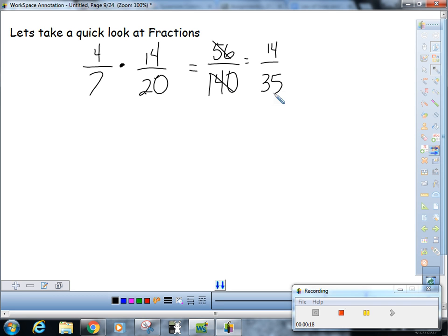And maybe you would leave your fraction like that, and if it was like 6th grade, then your teacher would take off a point, because it wasn't completely reduced. Both of these things are divisible by 7, so 14 divided by 7 is 2, and 35 divided by 7 is 5, so your answer would be 2/5. But that's not the best strategy to multiply fractions.